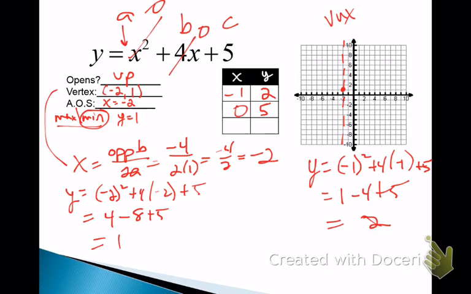So we have two more points. Negative 1 comma 2 is right here. 0 comma 5 is right here. Now, because this U is symmetrical, I can mirror these on the other side. Put a point here, put a point here, and then draw your U. And that's it. We're done. I know that's a bit of a process. Not hard, I don't think. Just takes some time. Okay?